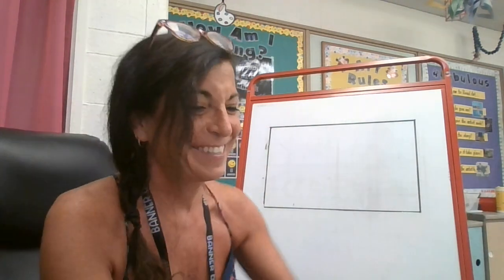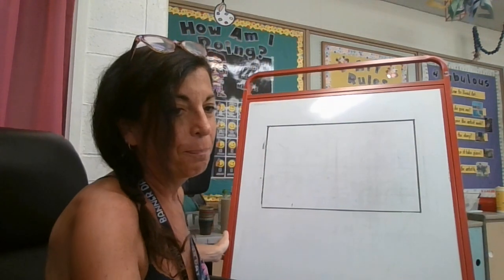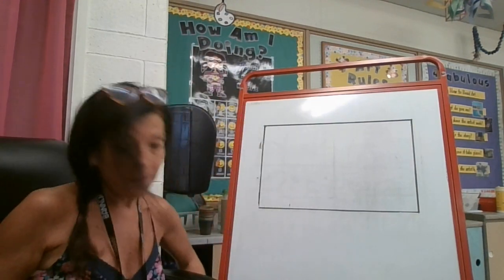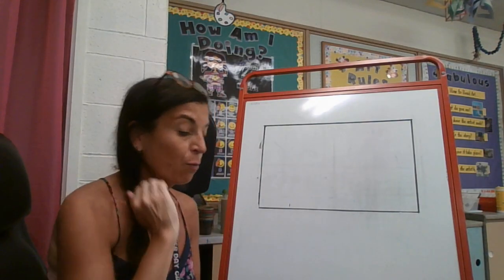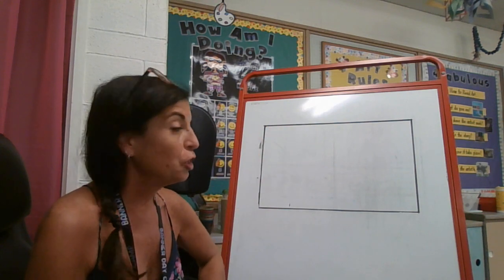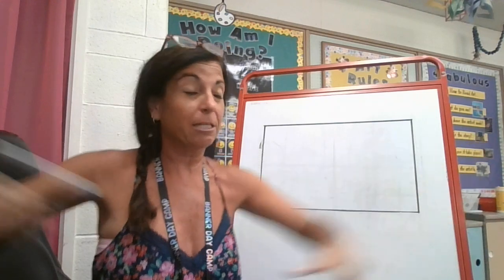Welcome back. We have our sheet of paper ready to go. And we are going to take our black marker. And the first thing we're going to do is anywhere on this paper, draw a horizontal line. A horizontal line goes like this. It goes across the paper.